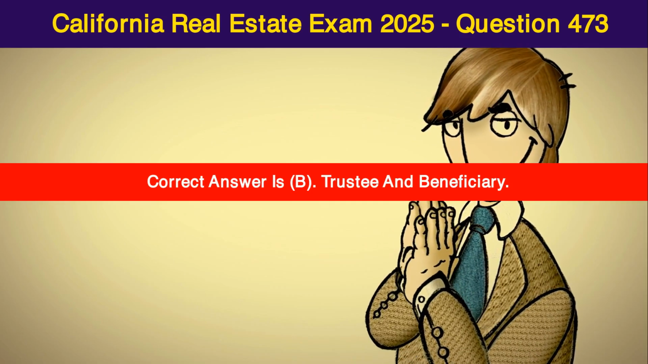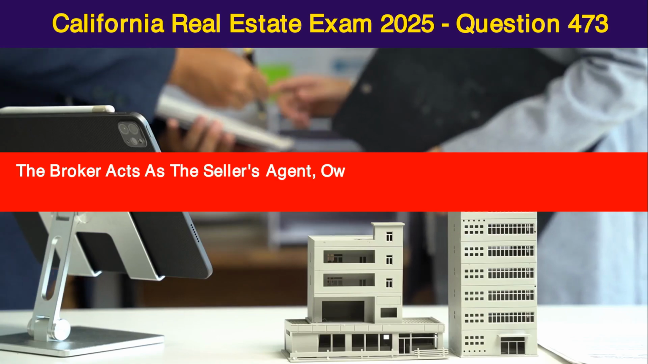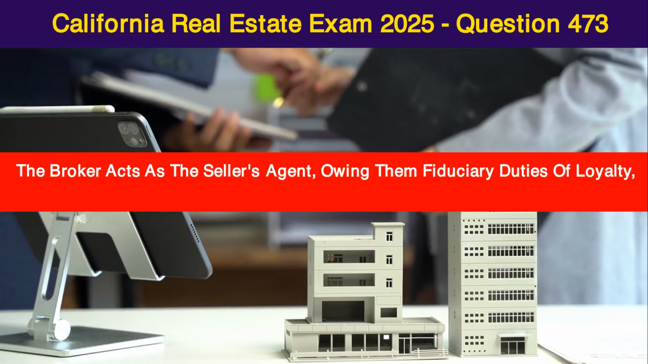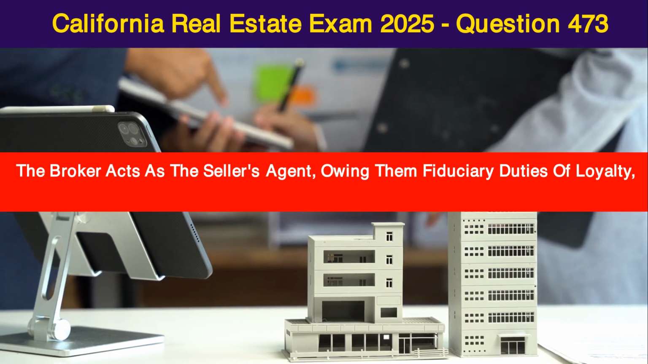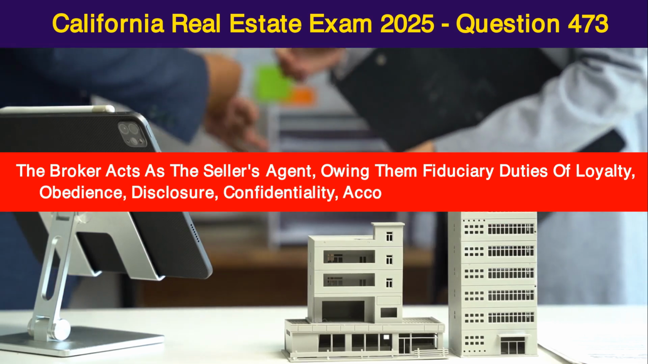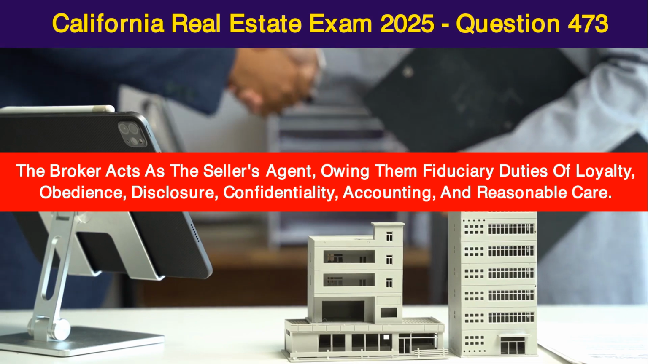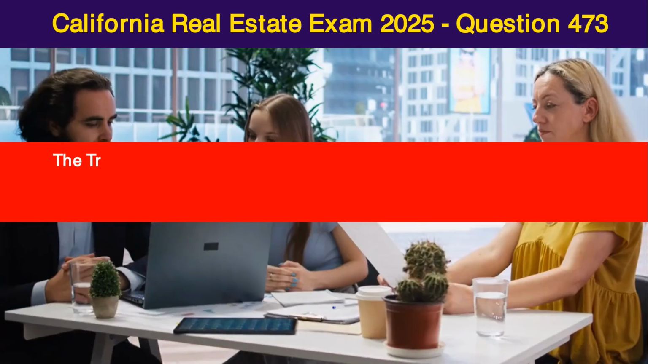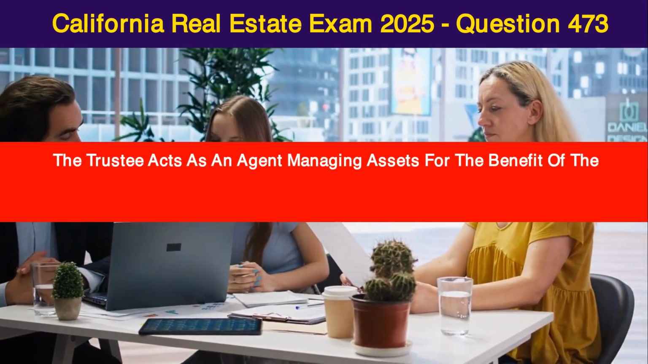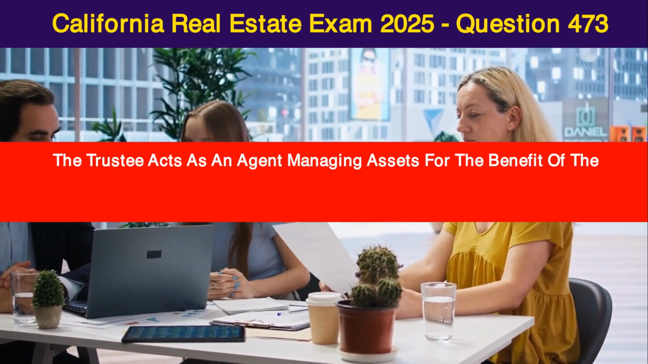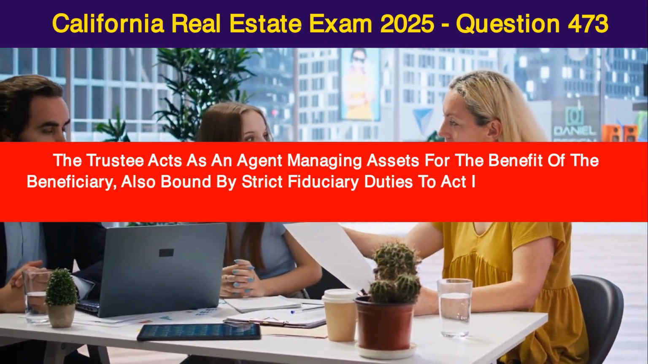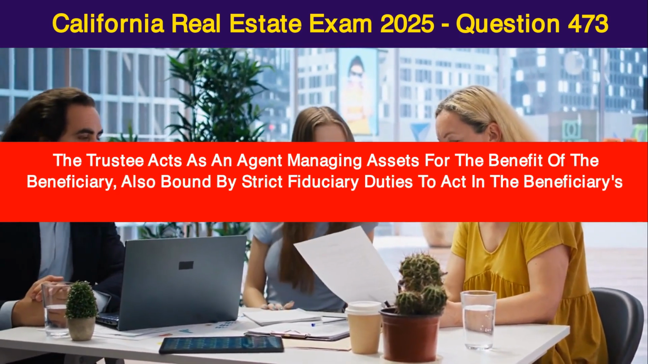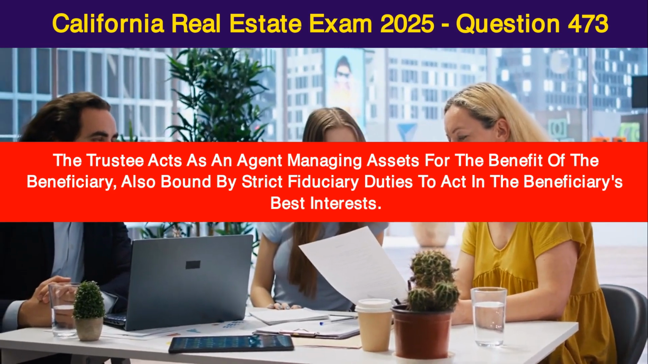Trustee and beneficiary. The broker acts as the seller's agent, owing them fiduciary duties of loyalty, obedience, disclosure, confidentiality, accounting, and reasonable care. The trustee acts as an agent managing assets for the benefit of the beneficiary, also bound by strict fiduciary duties to act in the beneficiary's best interests.